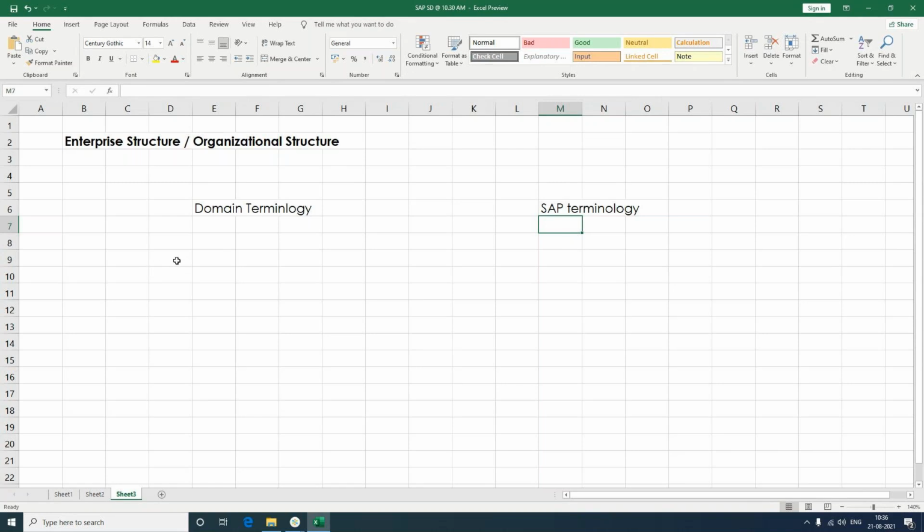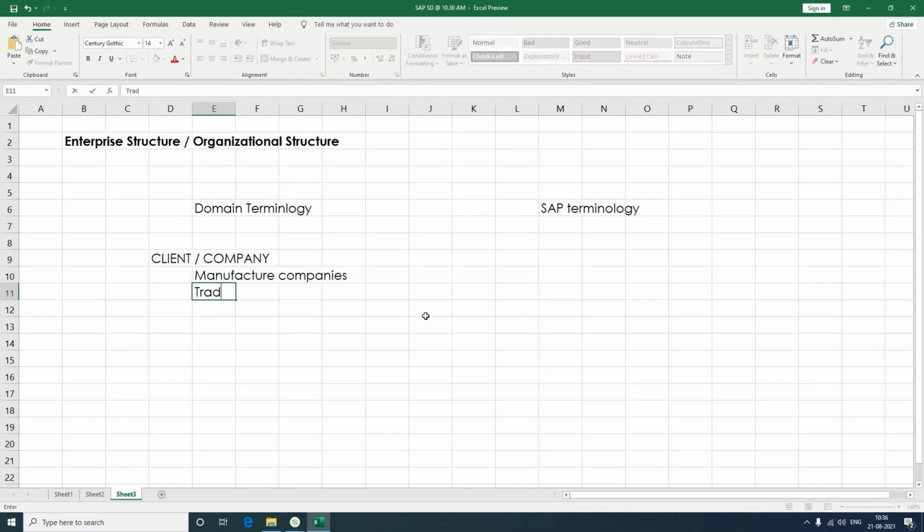Now the first term we need to have knowledge of is called a client or a company. Client or company. This is the first thing. Now I've clearly explained what exactly this client is all about, what they do, because they are the ones who want to use the SAP application. So all manufacturing companies, trading companies, service-oriented companies, we are going to be calling them clients over here.